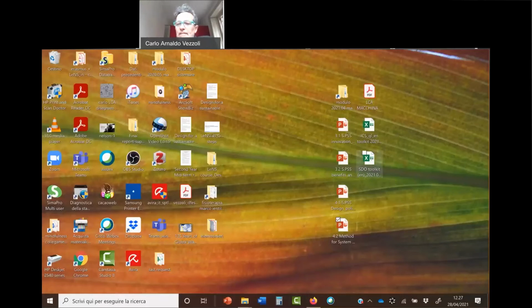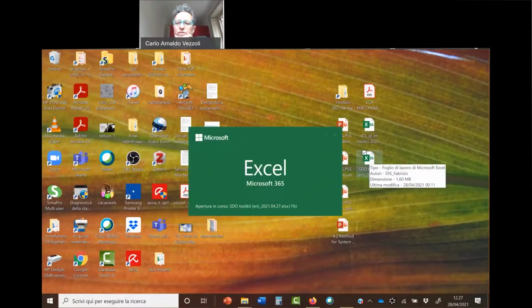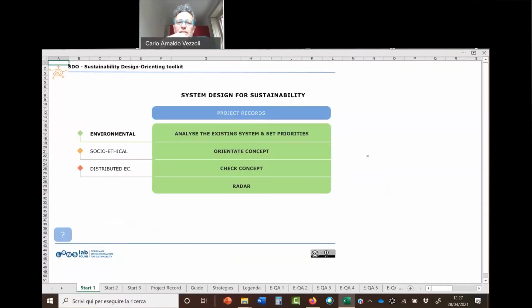I opened the SDO toolkit, so we see together how it works. As you see, even this is Excel based, so it can be used easily. Since it's copyleft, it means that it can be reused, readapted, remixed, translated, and so on. So it can be very easily changed or translated by either a researcher, company, designer, whoever.